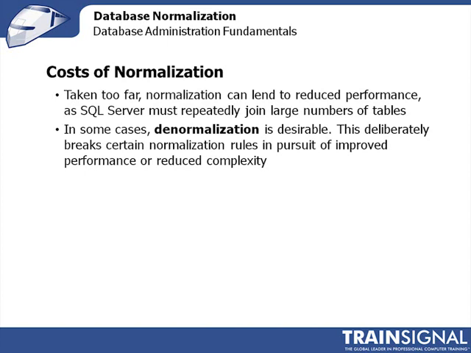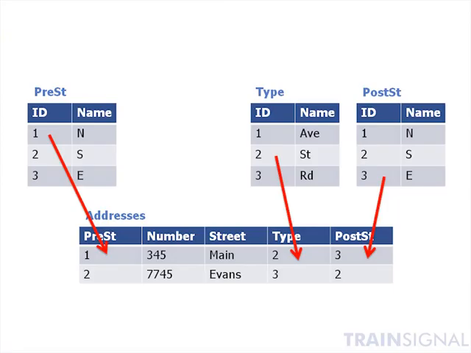This is when we deliberately break certain normalization rules in pursuit of improved performance or reduced complexity. For example, in this design I have an addresses table shown at the bottom of the screen. It's designed to sort of represent a street address, and you'll notice that 3 of these columns draw their values from other tables. I call these lookup tables.